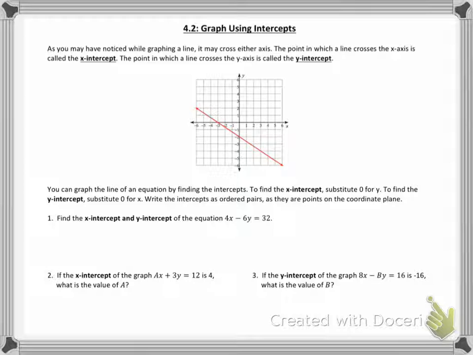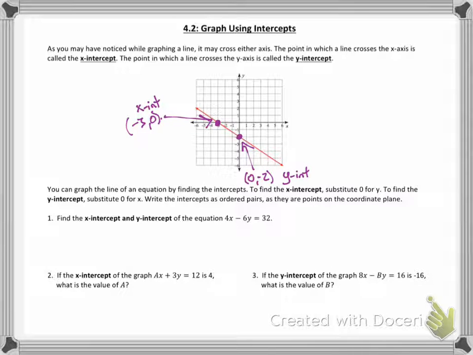You can see on the graph sample above here, we've got ourselves a y-intercept at (0, -2), because that's where it crosses the y-axis. And we have an x-intercept at (-3, 0). So that's a quick reminder as to what the intercepts are.